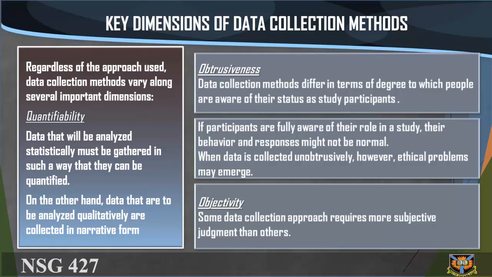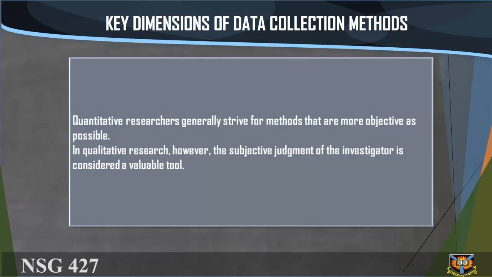Objectivity. Some data collection approaches require more subjective judgment than others. Quantitative researchers generally strive for methods that are as objective as possible. In qualitative research, however, the subjective judgment of the investigator is considered a valuable tool.